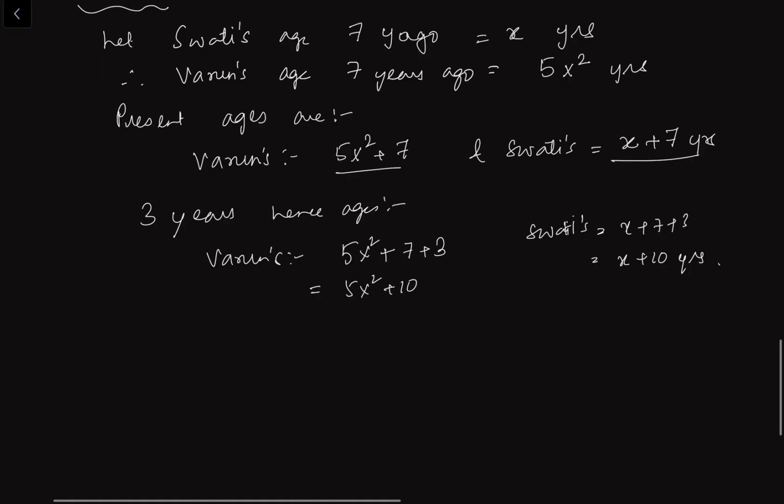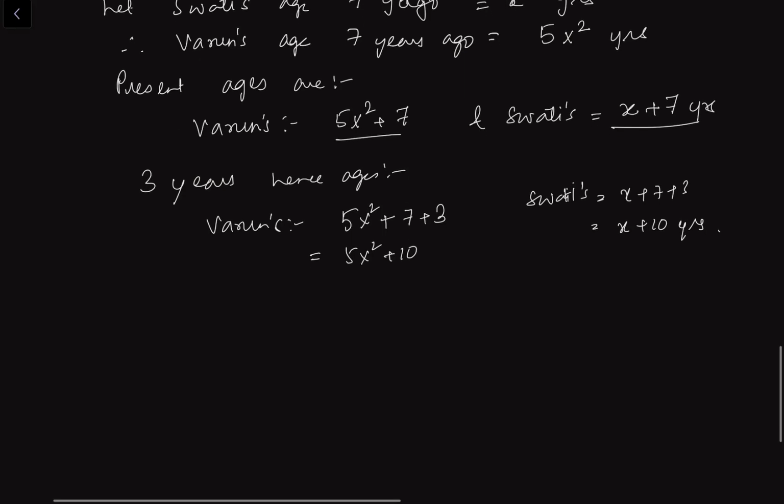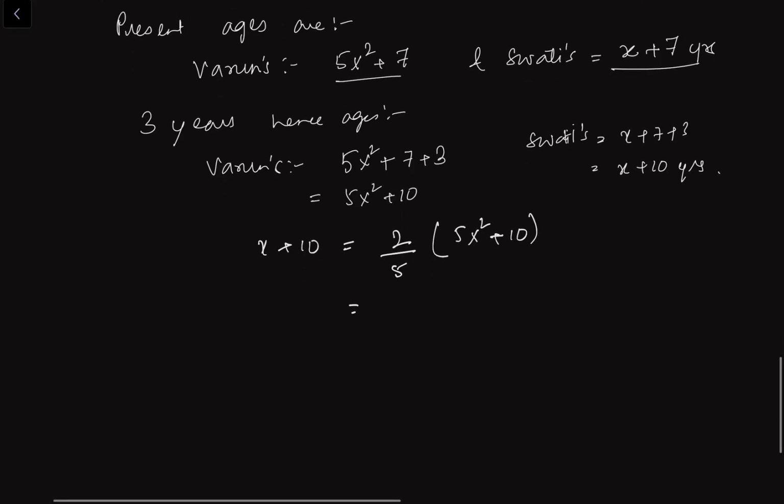So now if you wanted, you could have definitely taken the present age as x, and then for 7 years ago you would have to take x minus 7. So I think that would be a lengthier calculation, so this is better. So let us move on with it. So it is given, this is 2 by 5 times, so x plus 10 is 2 by 5 times of 5x squared plus 10. Now this is simple calculation, so we will open the bracket.